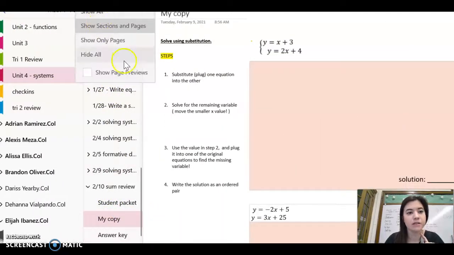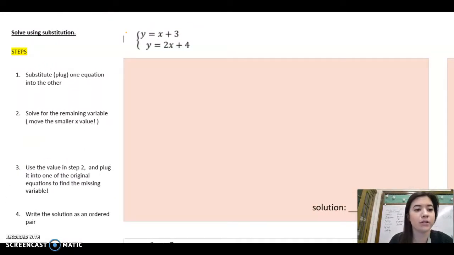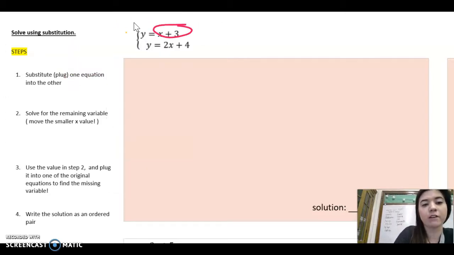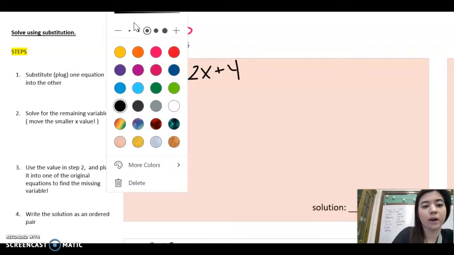Alright, so let's go ahead and start with this first one on substitution. So we're going to plug one equation into the other. So I see x plus 3 here, and that is what y equals. So that is going to go in for y. So we're going to write x plus 3, and then that equals the 2x plus 4. So we just plugged it in where the y was.